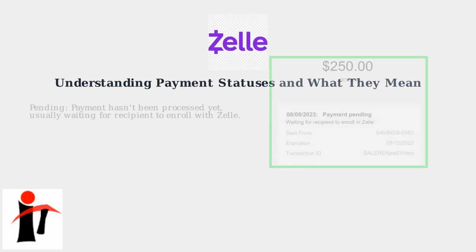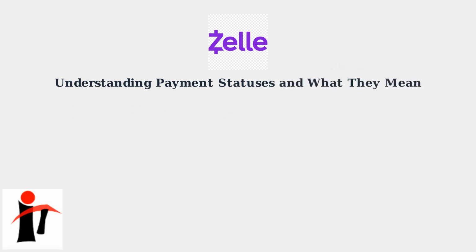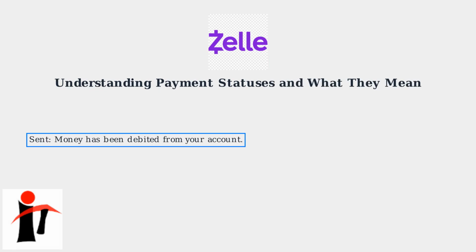Payment statuses in Zelle help you track the progress of your transfers. A pending status means the payment hasn't been processed yet, typically because the recipient needs to enroll with Zelle to receive it. This is common for first-time recipients and can take up to a few days. Once the payment moves to sent status, it means the money has been debited from your Wells Fargo account and is on its way to the recipient. This usually happens quickly for enrolled recipients.